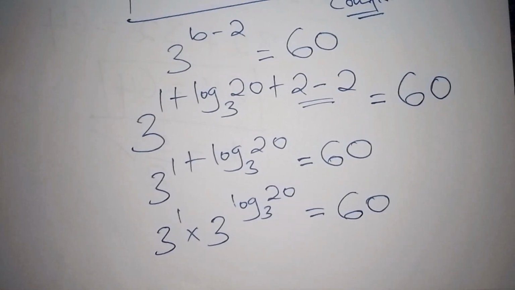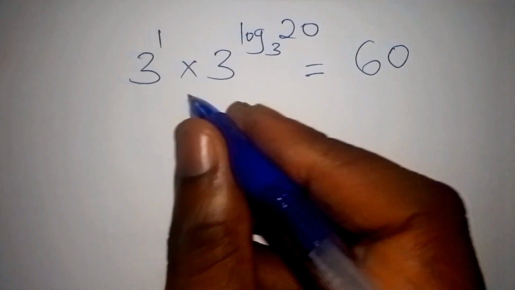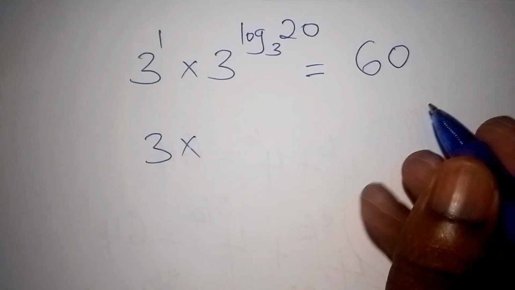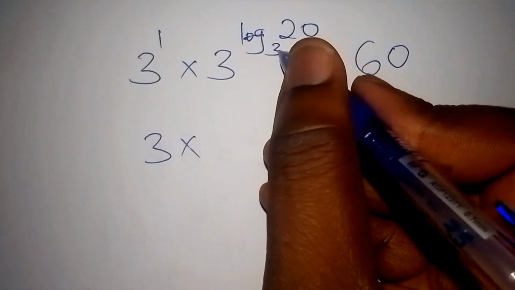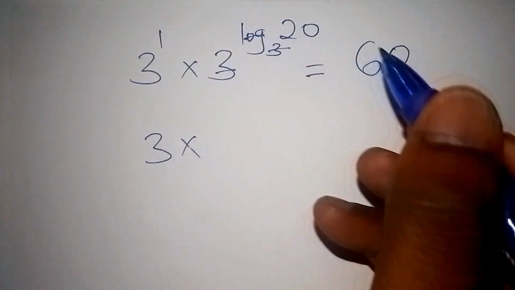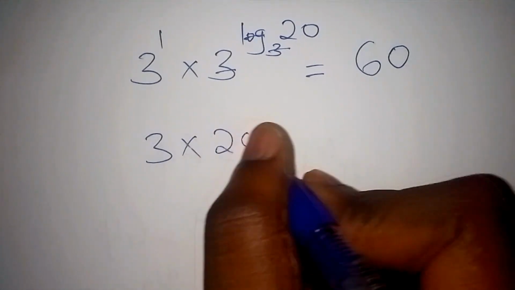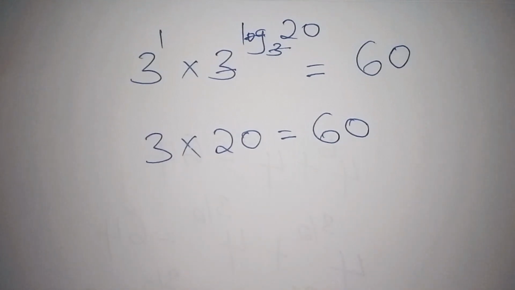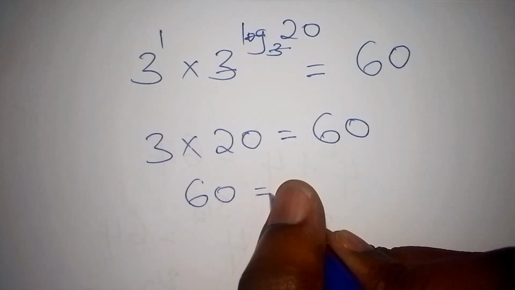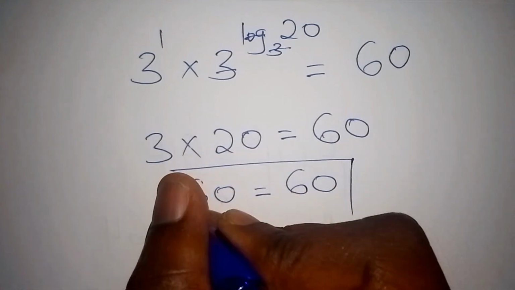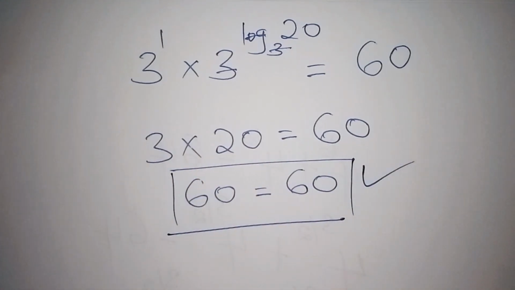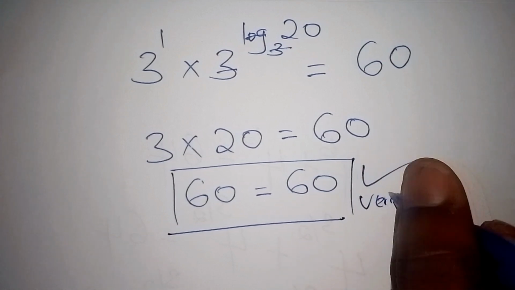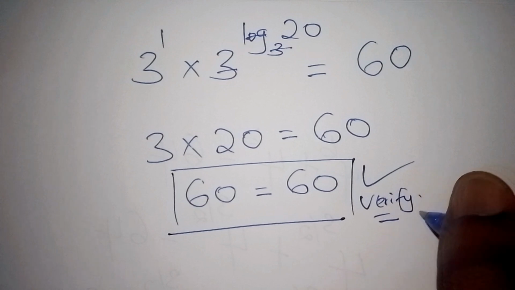So when we finally work it out, 3 to the power of 1 is 3. That is like 3 multiplied by 1. Then times, here the log to the base of 3 shall cancel this 3, so we shall remain with 20. So 3 multiplied by 20 is equal to 60. So here, 3 times 20, the result is 60, is equal to 60. Meaning that we are very correct in working out our maths problem. I hope that you've also confirmed, checked and verified that this is the correct answer.